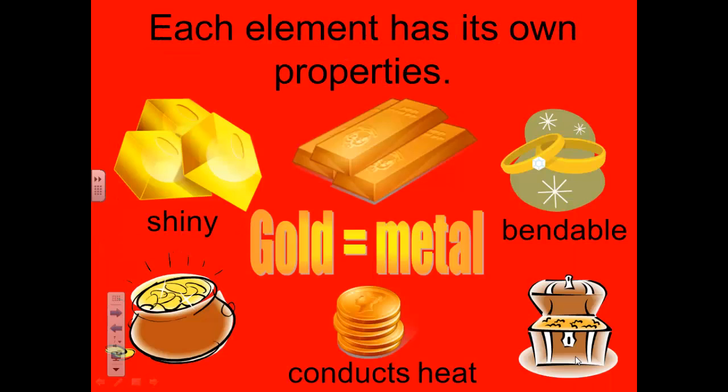Each element has its own properties. They can be the same or different. For example, gold is a metal. It's shiny, bendable, and conducts heat. The same thing goes for silver. It's shiny, bendable, conducts heat, and is a metal.